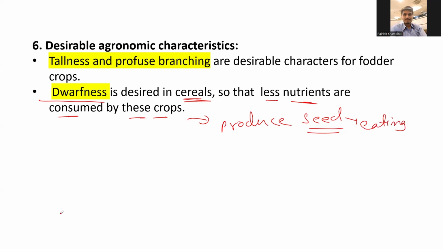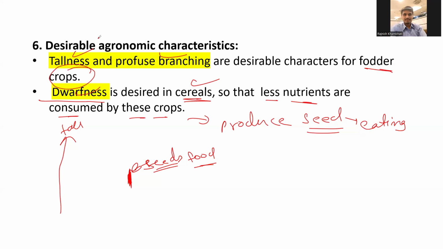Okay, if my plant is growing tall, it will utilize energy for the tallness. And when the energy is less, my seeds are less, and the yield is less. But when this plant is not growing in height, all that saved energy will be utilized for making seeds. Seeds means food. So this is good for me. So I want dwarfness in my cereals, and I want tallness and profuse branching in the fodder crops.